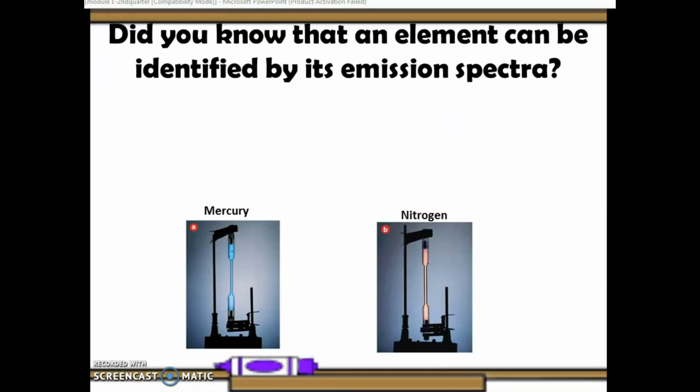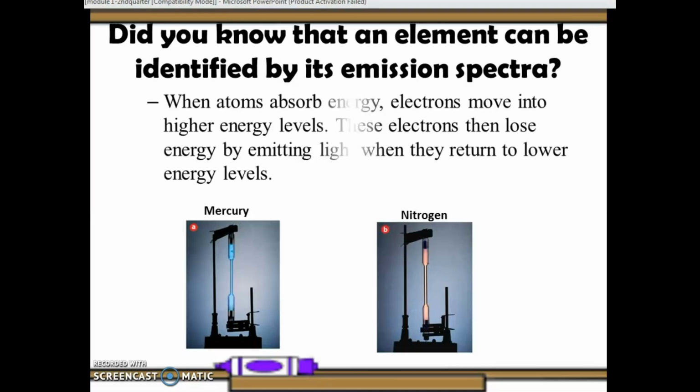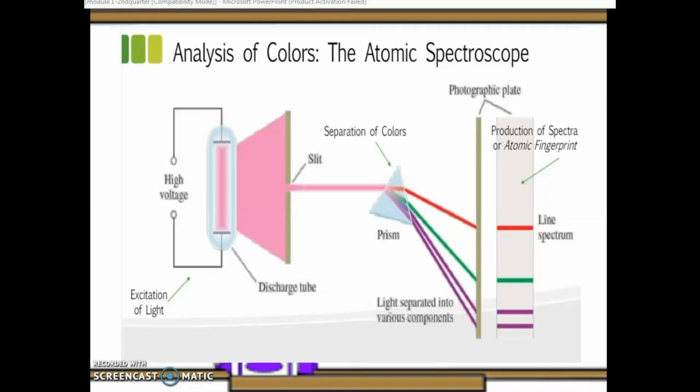Did you know that an element can be identified by its emission spectra? When atoms absorb energy, electrons move into higher energy levels. These electrons then lose energy by emitting light when they return to lower energy levels, and this is also known as atomic spectra. When compounds of different elements are heated over a flame, it comes to a point where the hot gaseous atom begins to emit light of a definite color.